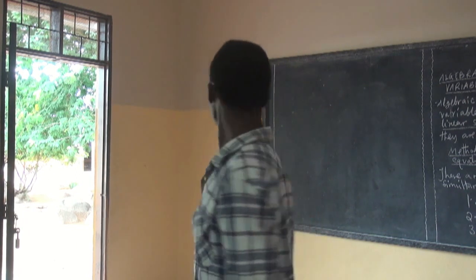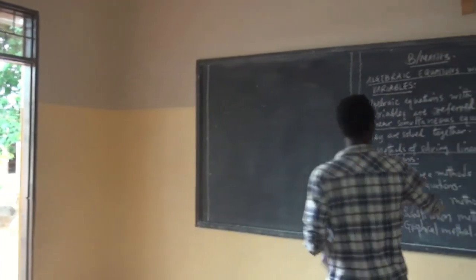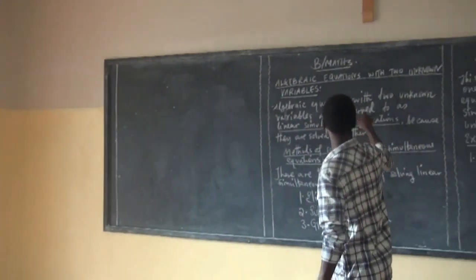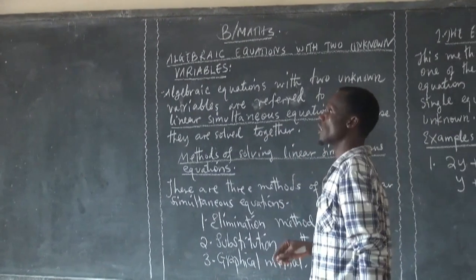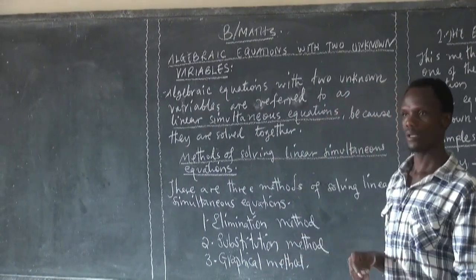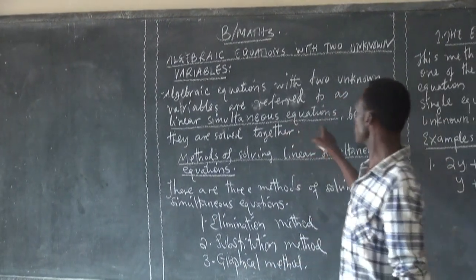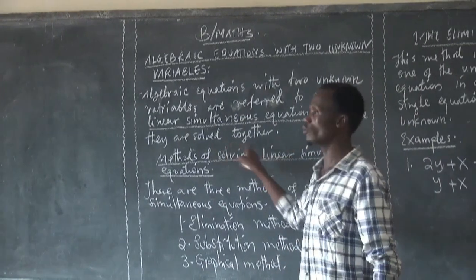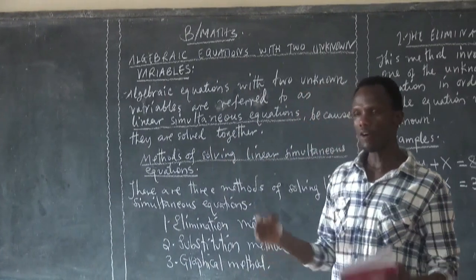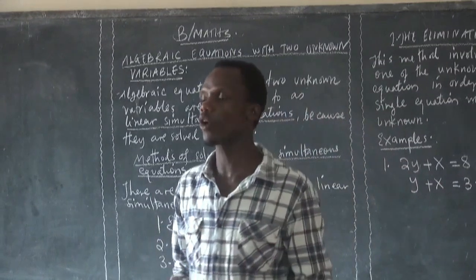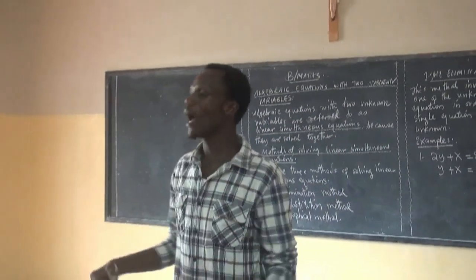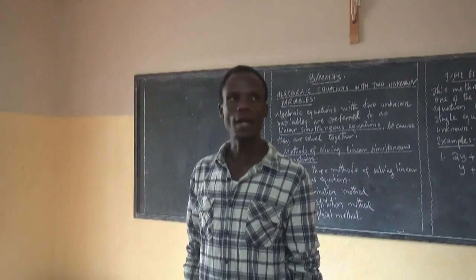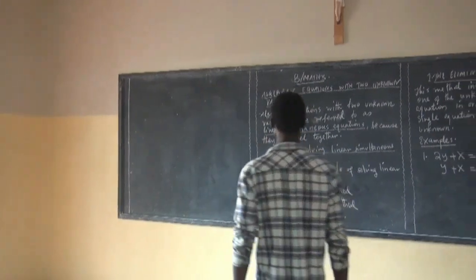Are we together? Now, algebraic equations with two unknown variables are referred to as linear simultaneous equations. Why are they called simultaneous equations? Because they are solved together. We solve them at the same time, and that's why they are called linear simultaneous equations.